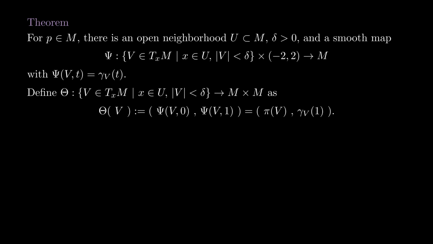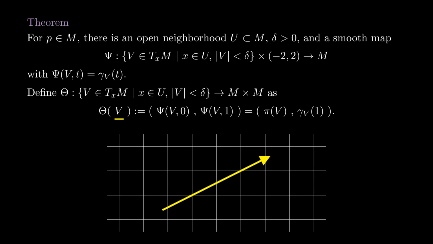This function assigns 2 points to each vector. First, we have the base point of the vector, and then gamma v at time 1. This should be interpreted as the map that sends a vector to its start point, its end point. In fact, if we were working in R^n, this is exactly what theta does. We will show that theta is a local diffeomorphism near the 0 vector at p.